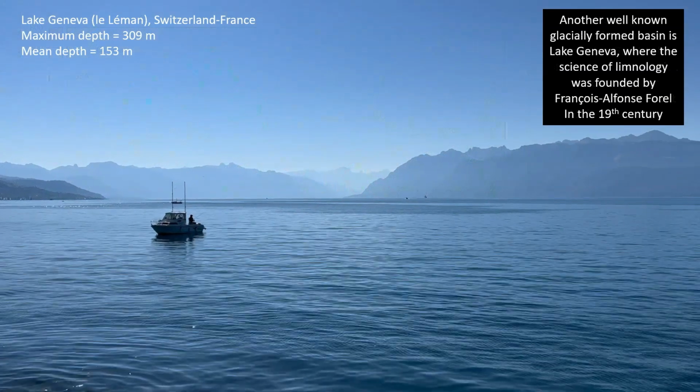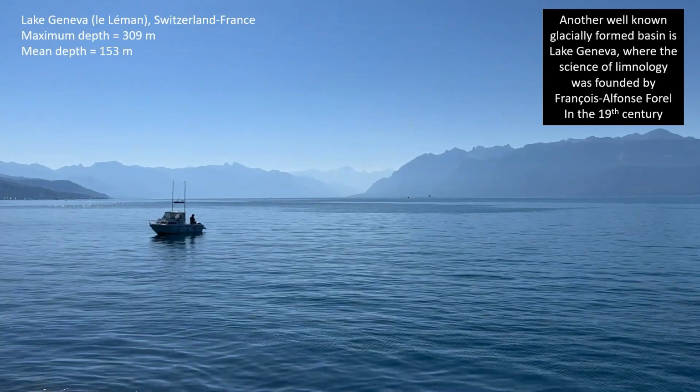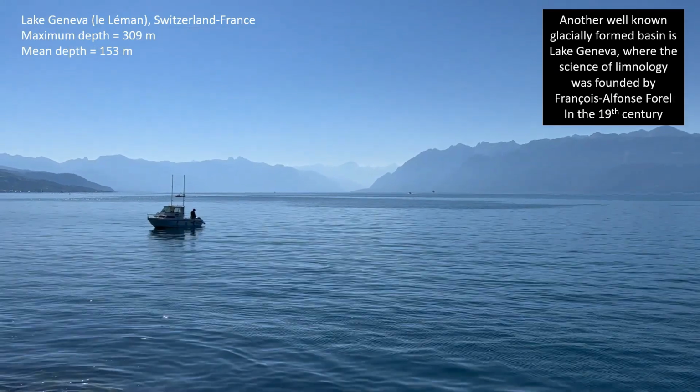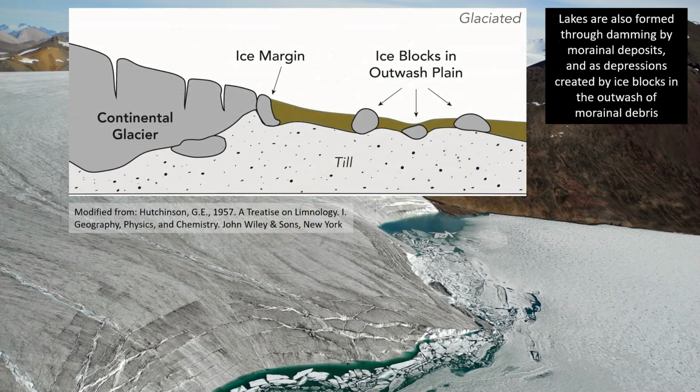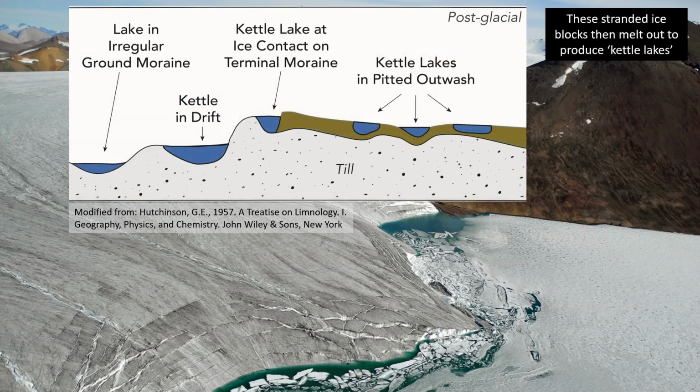Another well-known glacially formed basin is Lake Geneva, where the science of limnology was founded by François-Alphonse Forel in the 19th century. Glacial scouring can also produce smaller lakes, such as tarns and finger lakes, and a string of connected basins called paternoster lakes. Lakes are also formed through damming by morainal deposits and as depressions created by ice blocks in the outwash of morainal debris. These stranded ice blocks then melt out to produce kettle lakes.